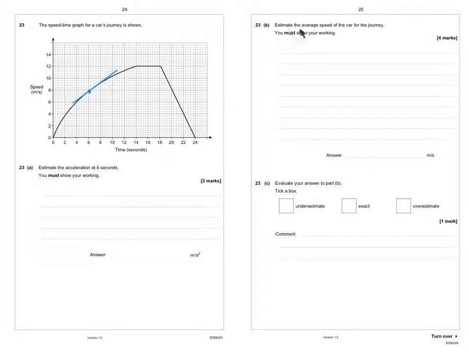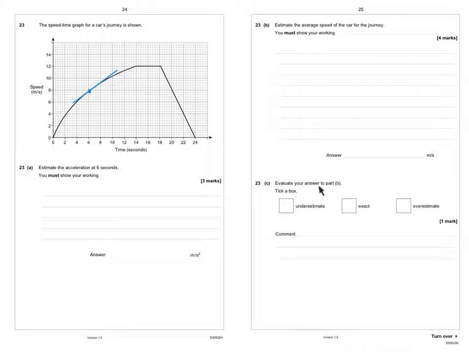It's telling me to estimate the average speed of the car for the journey, and this is the whole journey they're talking about. So I need to try and think about how I am going to find the area under this part here, under this part, and also under this part here. So under the whole graph, I find the area, and it's telling me estimate, so it can't be accurate. Estimate the area under this graph, and then divide it by the time, which is quite accurately given as 24 seconds. And that will give us the answer for question 23b.